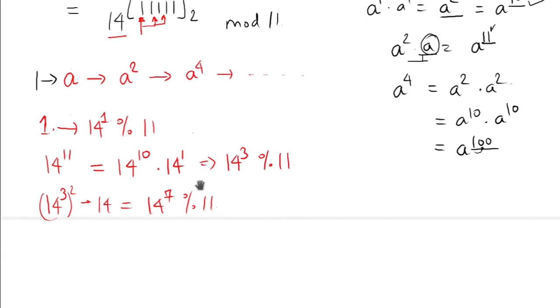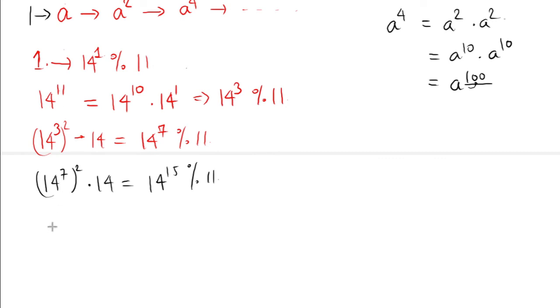Why mod? Because individual mod has taken place by the modulus property. And then 14 raised to 7 square, because again 1 is being encountered, then adding 1, so this becomes 14 raised to 15 mod of 11, and then 14 raised to 15 square times 14 will give us 14 raised to 31 whole mod of 11.